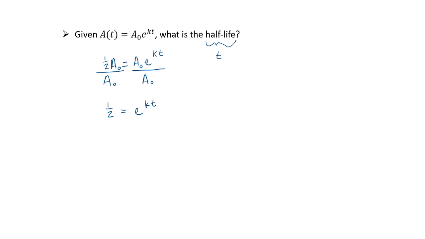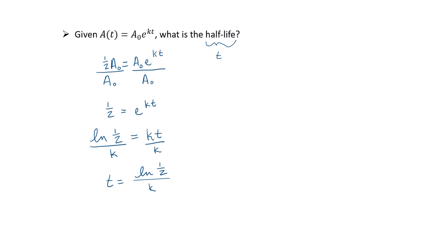Now I'm ready to go ahead and change this to log form. This is natural log of 1/2 equals kt. Now I can divide both sides by k, and this is the formula for my half-life. T is the natural log of 1/2 divided by k.